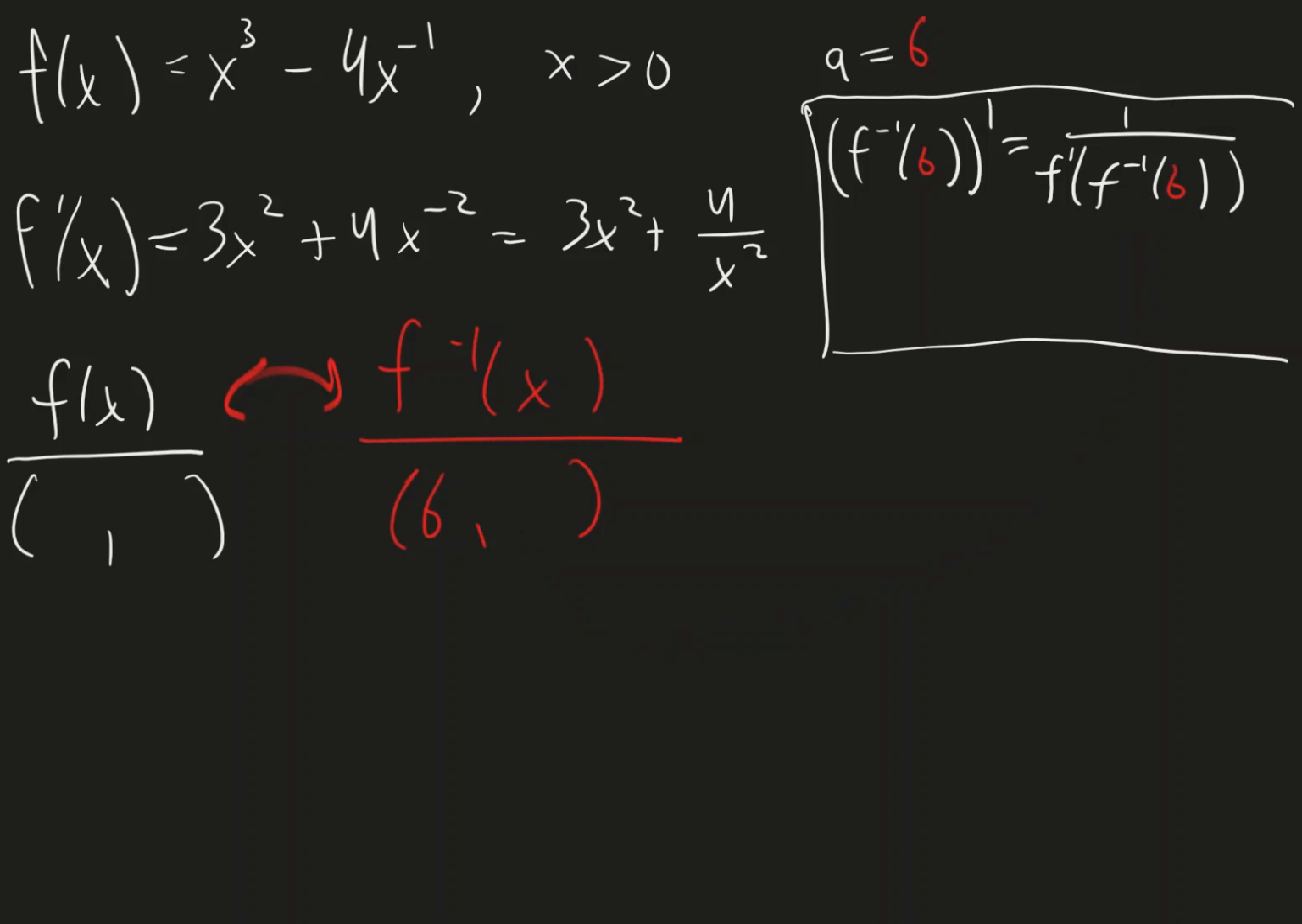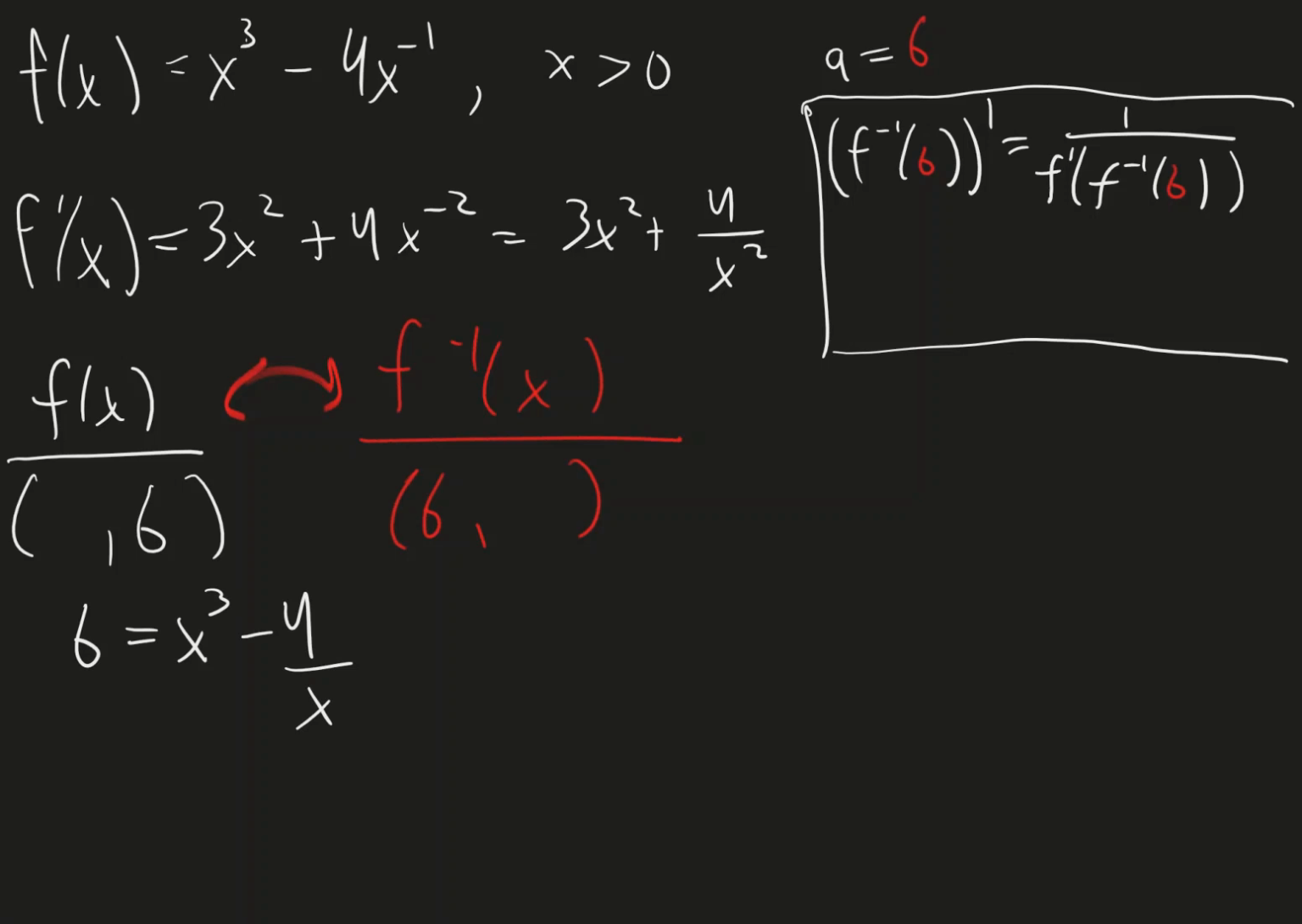Well, a point on a function and how it compares to a point on the inverse, with inverse functions you're just swapping x and y. So 6 as an x value on the inverse function is the same as 6 as a y value on the regular function. So now I can ask myself, where does the function have a y value of 6? So let's go ahead and set that function equal to 6.